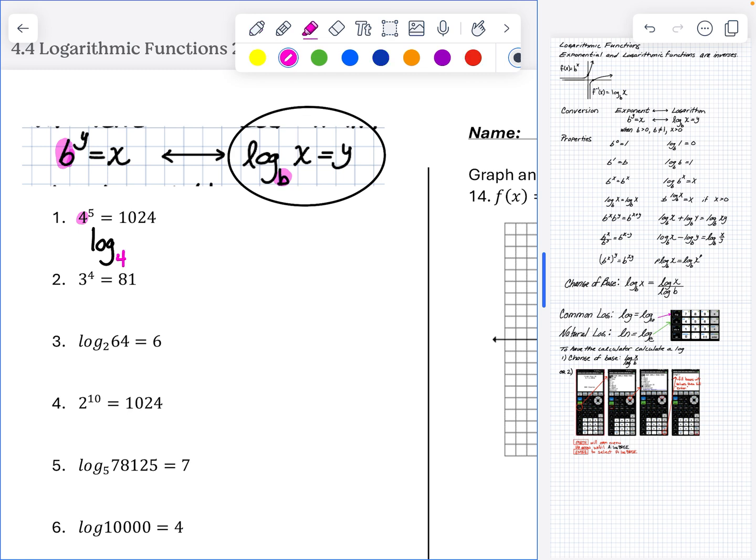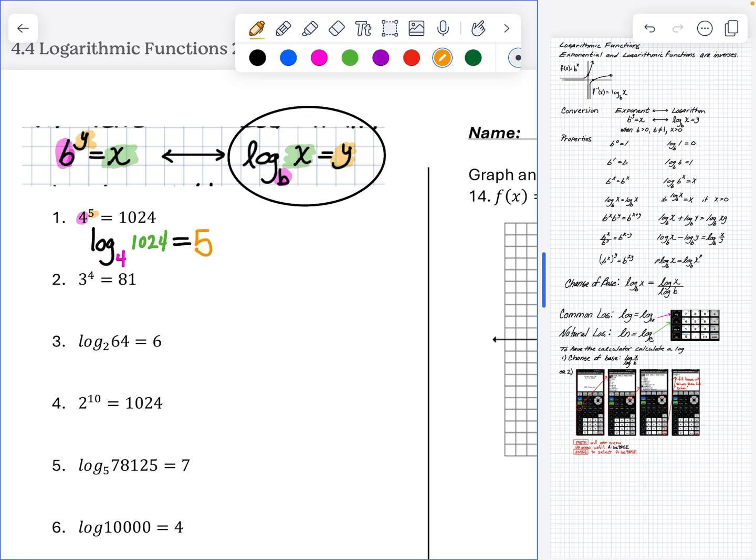Then I'm going to notice that the x goes right here, and the x is the argument or the answer to 4 to the 5th power. And so that is going to be the number 1024. And then I'm going to say that it equals, and the rule says that it is supposed to equal y, and y is the power or the exponent, which in this case turns out to be 5. So I'm going to put a 5 right there.